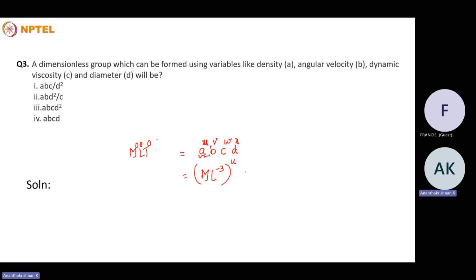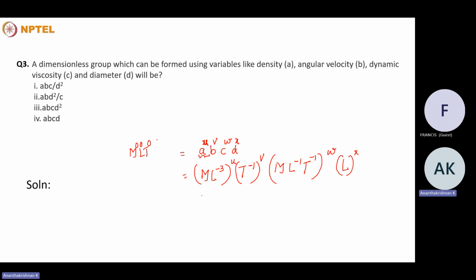And the second quantity is angular velocity. It is radian per second. In the basic fundamental units, it will be represented as T power minus 1, V. And the third quantity is dynamic viscosity. Its unit is kilogram per meter per second, so it could be represented as mass per length unit, time unit minus 1, W, and the last quantity is diameter, its unit is length, power x.